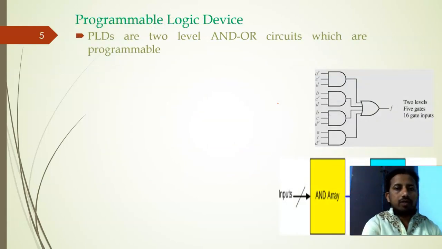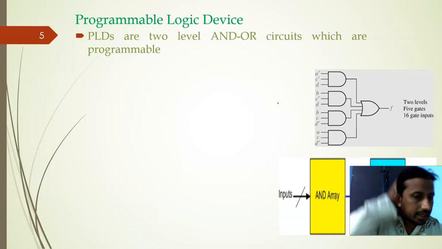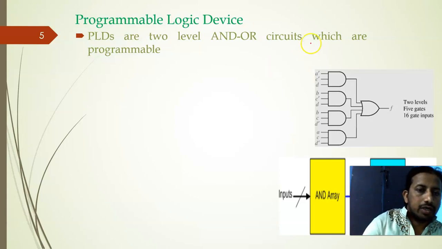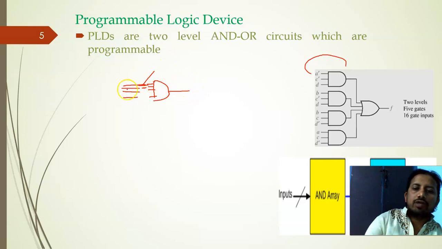Coming to this one, PLDs are of types where either the AND array is programmable or the OR array is programmable. That is given over here. On the right side you can see this configuration. Suppose I have a 4-input AND gate, there would be fuses between the inputs and the gate. The fuse has to be kept intact or blown away according to the function.